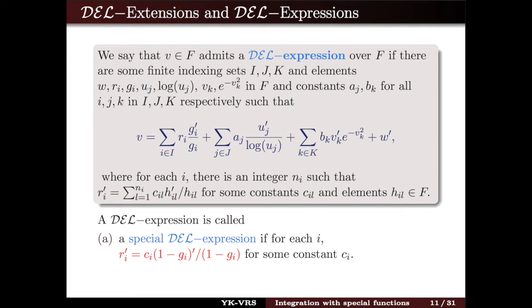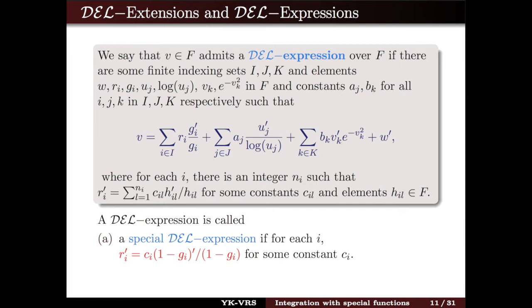Now I will tell you one particular thing. When R_i prime is exactly this expression right here, then each term is actually a dilogarithm when you integrate. You can see that R_i is c_i log(1 minus g_i). Then each term is actually the derivative of a dilogarithm. So in the previous one, these terms don't directly correspond to a dilogarithm, whereas in this one they do.